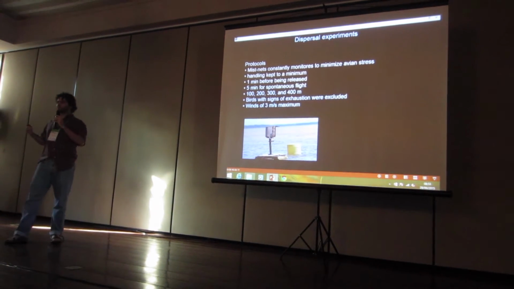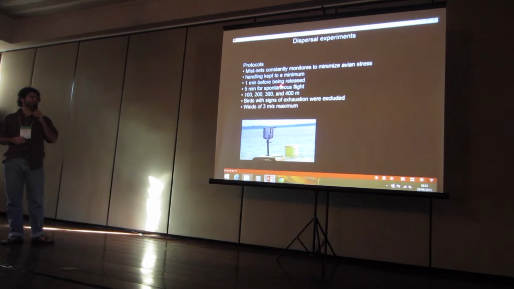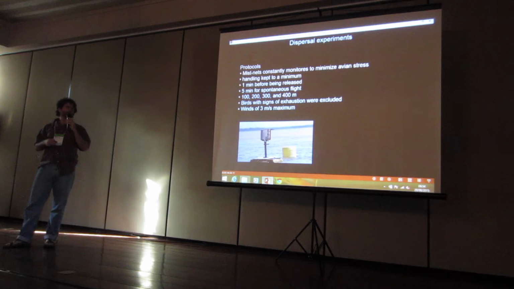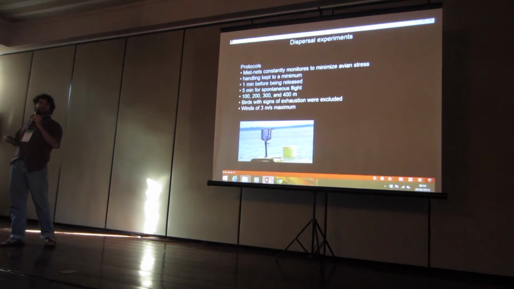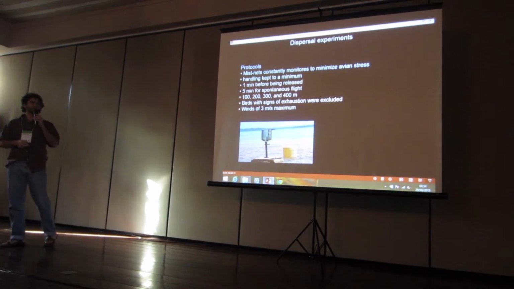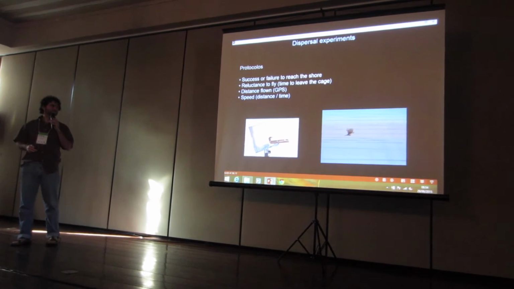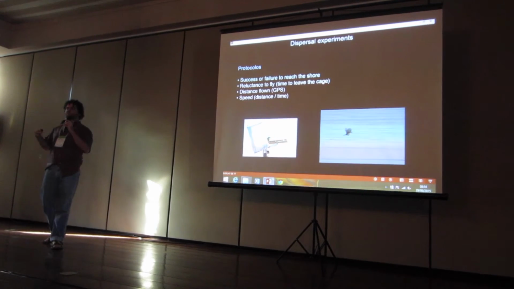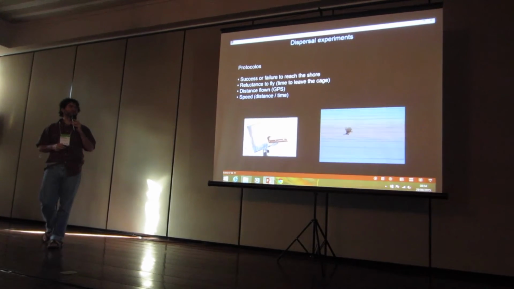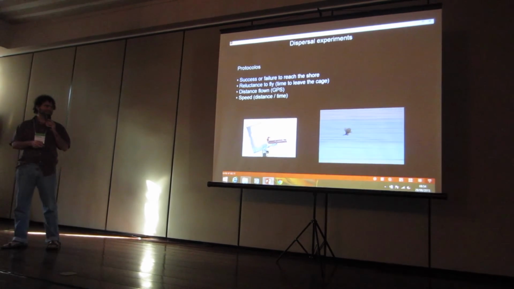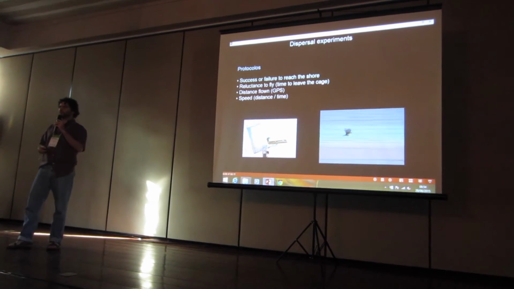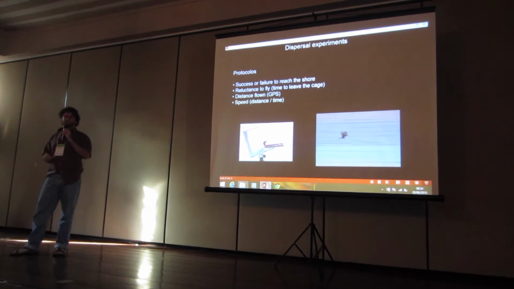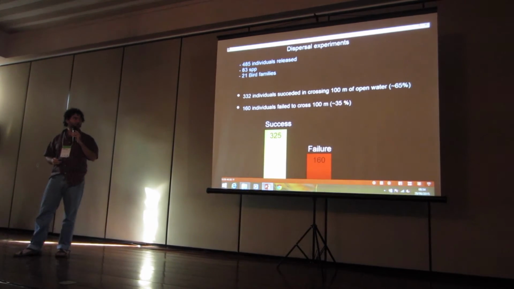We do have some protocols to protect the safety of the birds, so we keep the handling to a minimum. We have 4 different distances: 100, 200, 300, and 400 meters from the shore. We don't release birds when it's very windy, etc. And then we measure 4 variables. One is success or failure to reach the other shore. We measure the reluctance to fly, which is the time that a bird takes before actually making it to the other side. And then we have the distances flown and the speed, because we measure the time as well. So you want to know what we found?